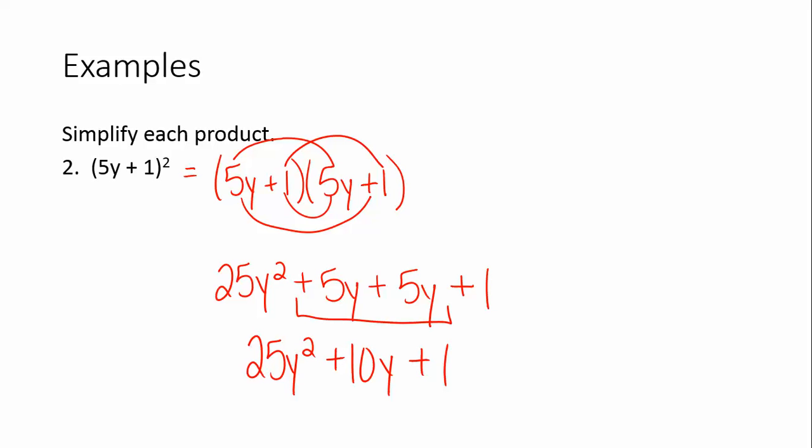So if we look at the pattern we saw in the last example, the first term ends up being this first term squared, 5y squared. The last term ends up being 1 squared. And the middle term, if you multiply these two together, it's 5y times 2. 5y times 1 is 5y. Multiplied by 2 gives us 10y. So it's essentially that 5y doubled.